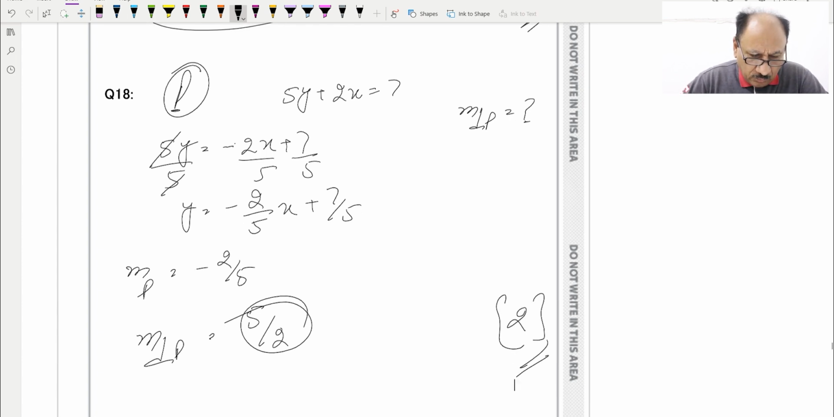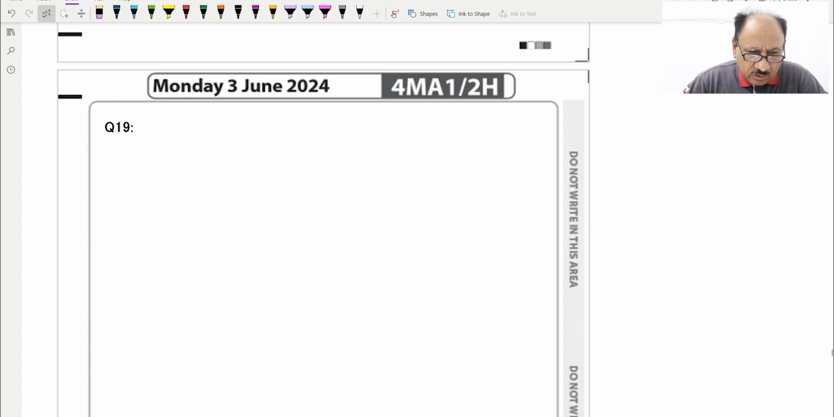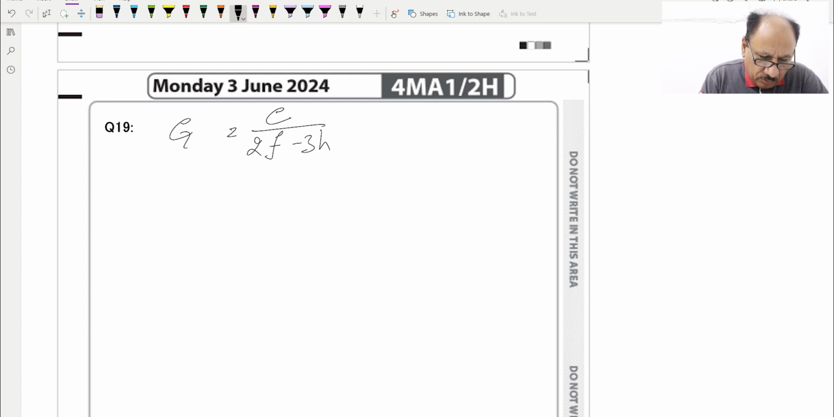Hopefully you understood this. Now here comes question number 19, and question number 19 they have given G is equal to C over 2F. Formula is given 2F minus 3H, and C, they are saying C is equal to 8.